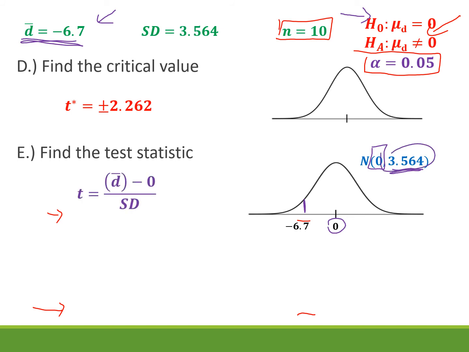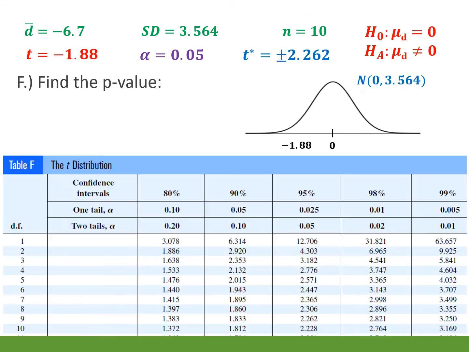So we want a t-score for this difference. We subtract the null hypothesis. This is pretty much always going to be 0. Divide it by the standard deviation, and we get our t-score of negative 1.88. And we're going to use that t-score to find a p-value.